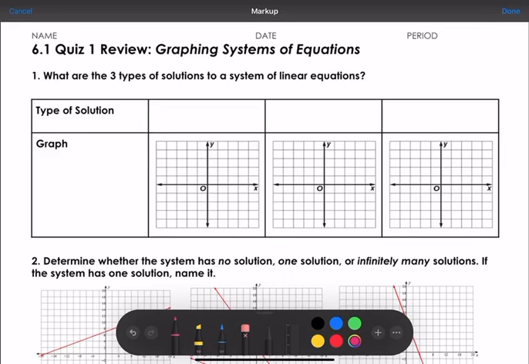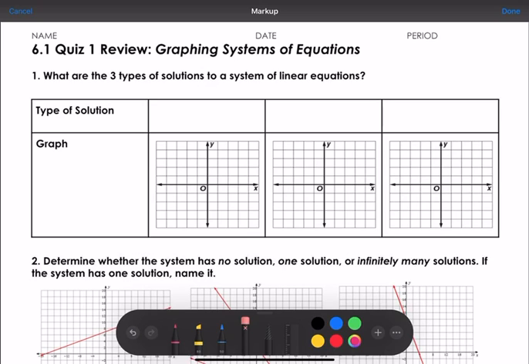Quiz 1 review, graphing systems of equations. So the first question asks, what are 3 types of solutions to a system of linear equations? This is just more of a review thing, but you will be asked to show understanding of this on the quiz tomorrow as well. So there's blank graphs and a blank space for you to identify the 3 different types of solutions.